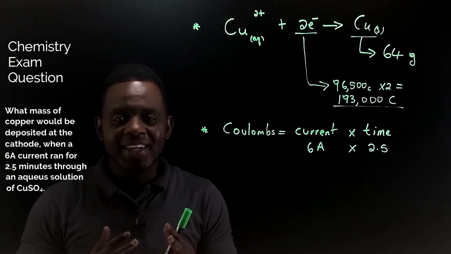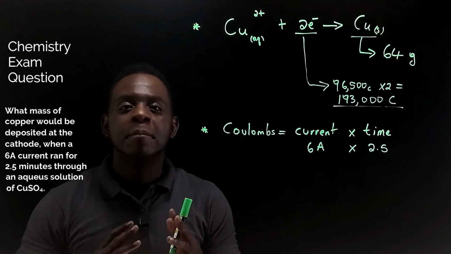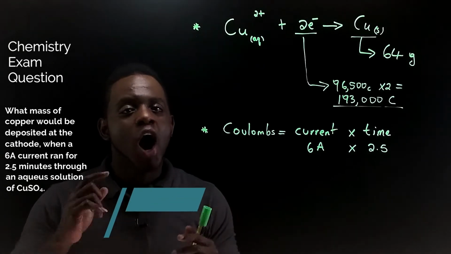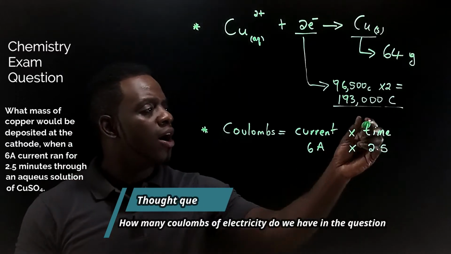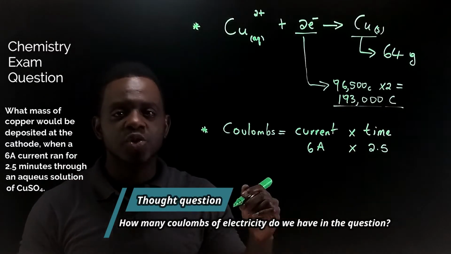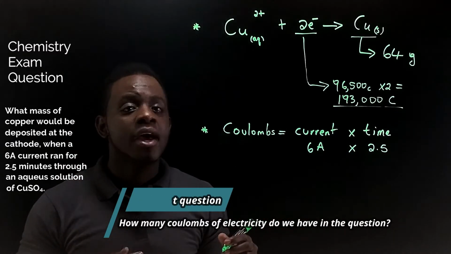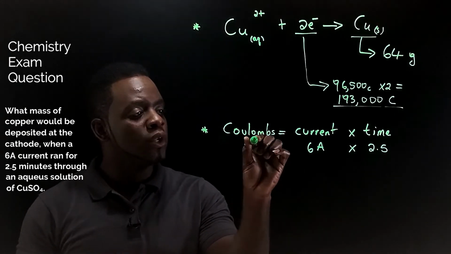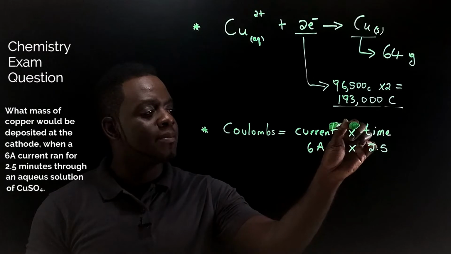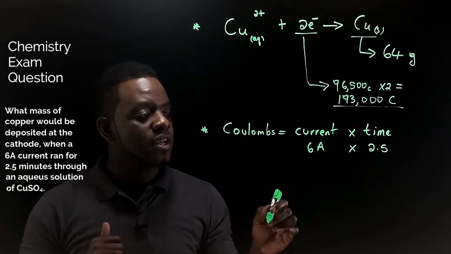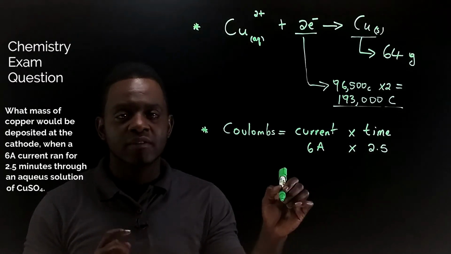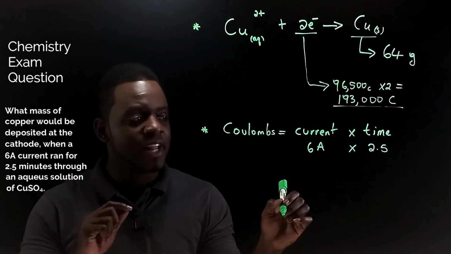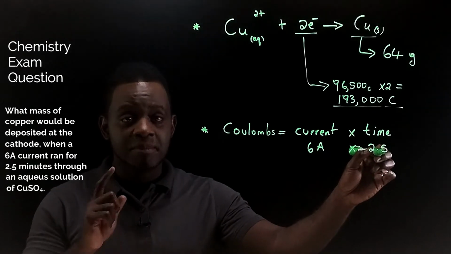Now we are ready to analyze the question based on the theory. Our thought question is, how many coulombs of electricity do we have in the question? To find out, we need to use the formula coulombs is equivalent to current times time. The question tells us that there are 6 amperes of electricity flowing through the electrolyte for 2.5 minutes.